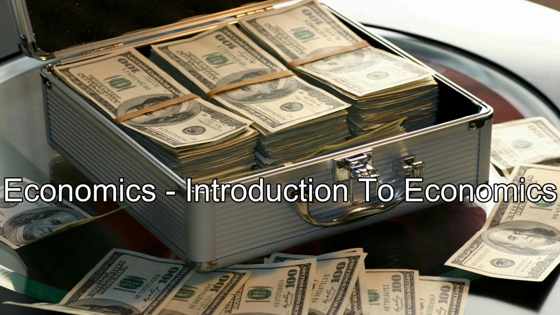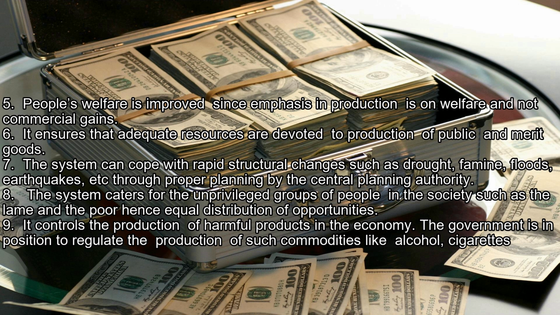5. People's welfare is improved since emphasis in production is on welfare and not commercial gains. 6. This ensures that adequate resources are devoted to production of public and merit goods. 7. The system can cope with rapid structural changes such as drought, famine, floods, earthquakes, etc. through proper planning by the Central Planning Authority. 8. The system caters for the unprivileged groups of people in the society such as the lame and the poor, hence equal distribution of opportunities.